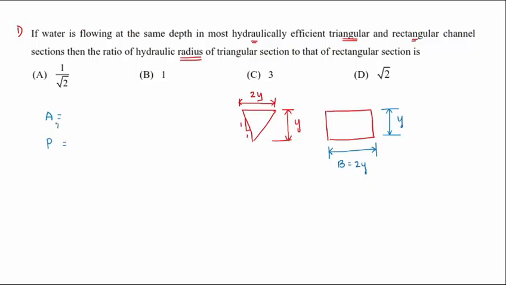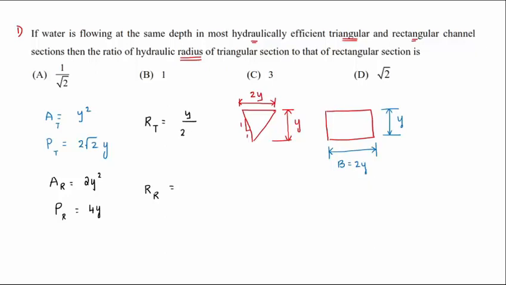So when I talk about the triangular area and triangular perimeter, the area of the triangle will be how much here? Half base into height. It would be around y square, and perimeter will be how much? 2 root 2 y. These are the standards. And the same way, if I talk about the rectangular area, it will be 2y square, length into breadth. Perimeter of a rectangle is how much? 4y.